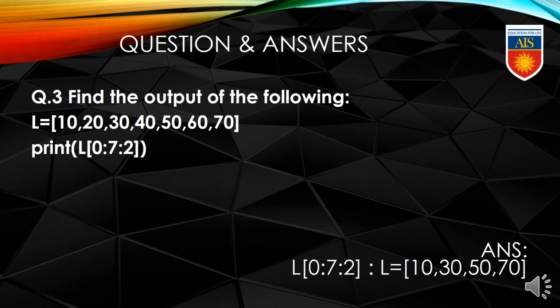Next question is, find the output of the following: L equals 10, 20, 30, 40, 50, 60 and 70, then print L[0:7:2]. That means it will try to print in a range from the 0 to the 7th index by keeping a step value of 2. That means first it will print the 0 index, then the second index, then the fourth index, then the sixth index, like this. And here is the output: 10, 30, 50 and 70.